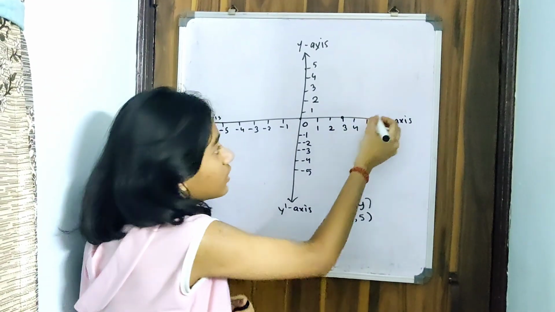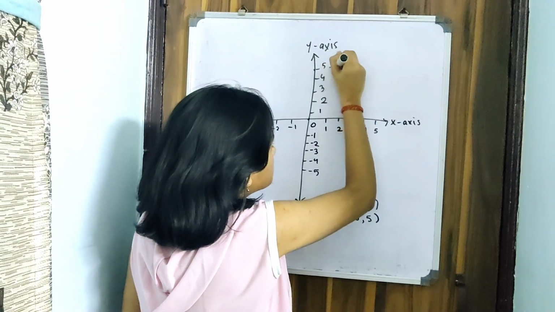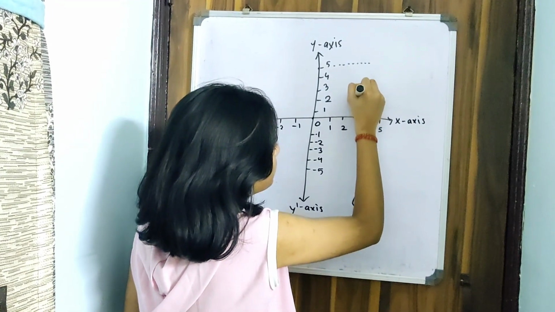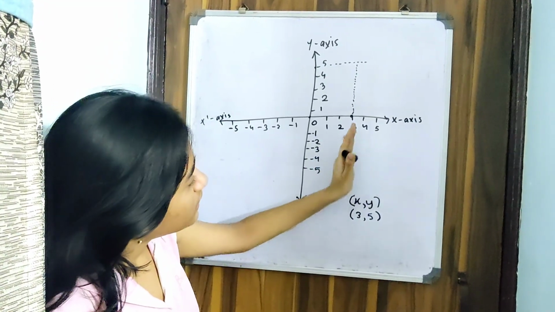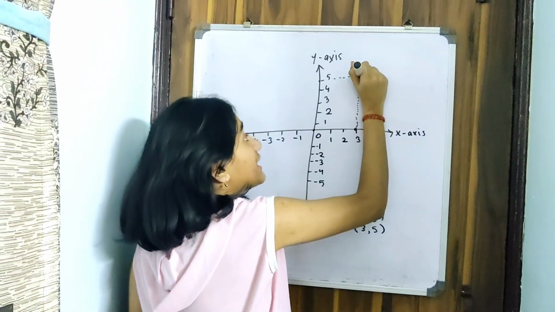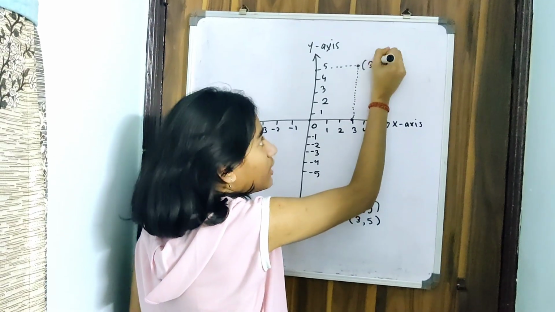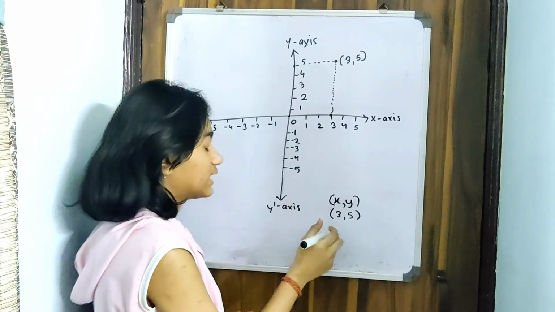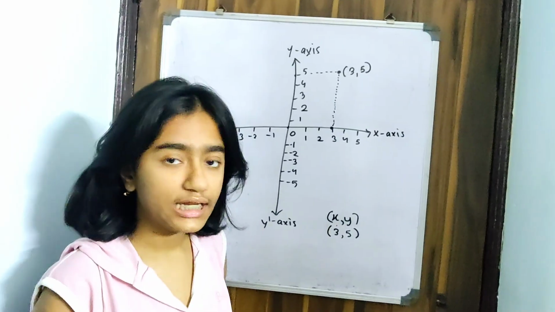Now (3, 5) is not on the y-axis. It is going to be somewhere here. So we extend the line from 3 and then make this line from 5. We can see that the line from 3 and the line from 5 intersect at one point. That intersecting point is the coordinate we are looking for, (3, 5). Another important note is that the x value, the abscissa, always comes first and the ordinate comes later.